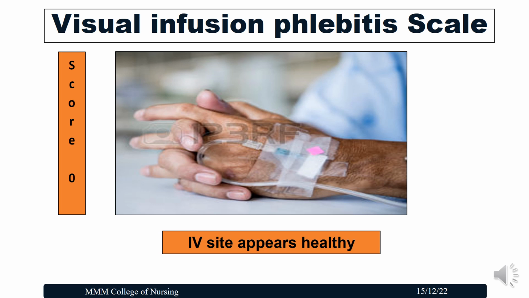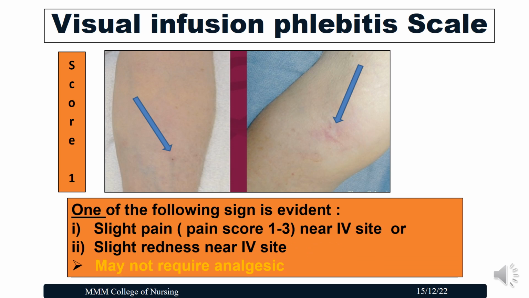Now the Visual Infusion Phlebitis Scale with the diagram. Score 0 indicates the IV site appears healthy, with no signs and symptoms of phlebitis. VIP score 1: one of the following signs is evident, either slight pain near the IV site, with a pain score of 1 to 3, or slight redness near the IV site. Here the patient may not require any analgesics.